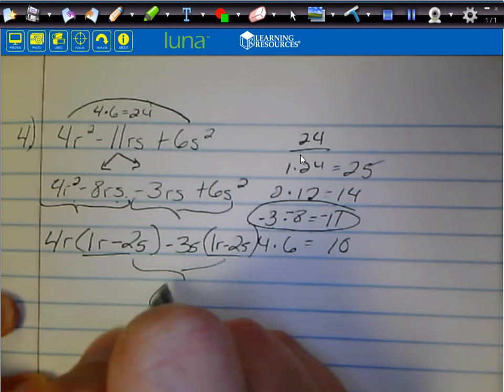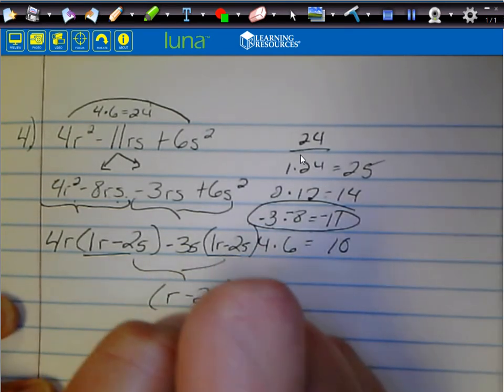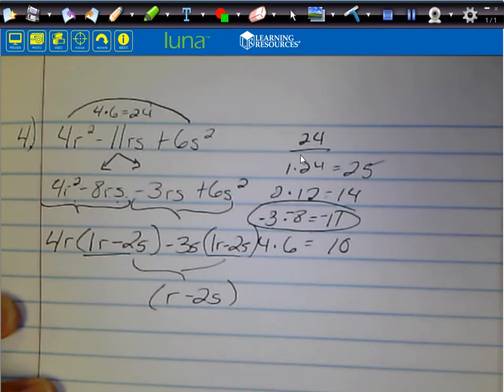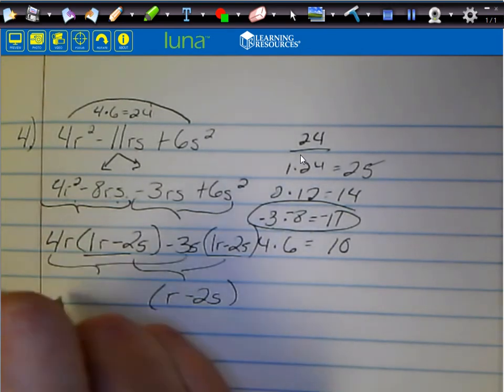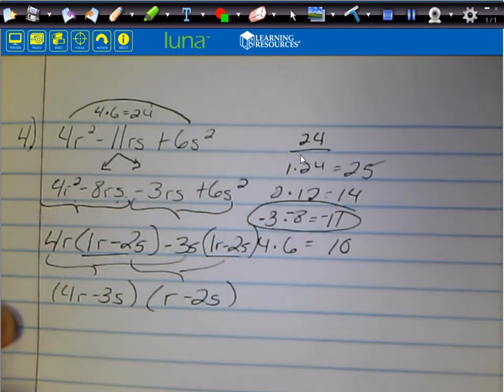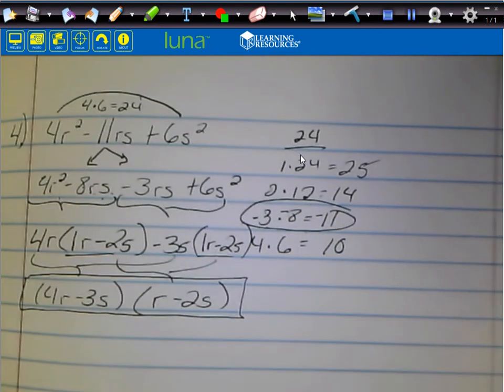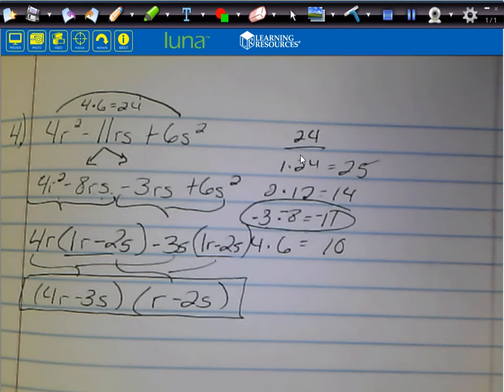I'm going to go ahead and rewrite this, but without the 1 in front because I don't need it. I'm just going to say R minus 2S is going to be one of my factors. And then over here I'm going to take what's on the outside, and I'm going to say 4R minus 3S here. So those are my two factors. And again, I could go back and check this and make sure. We're not going to do that just because of time's sake on here. Please make sure you have all of that work down before you move on.